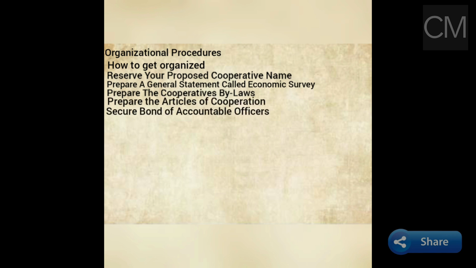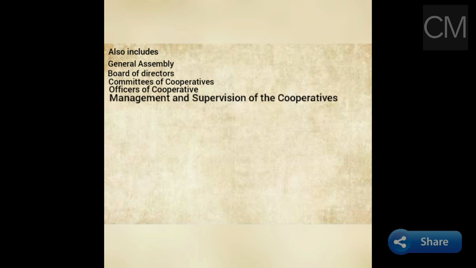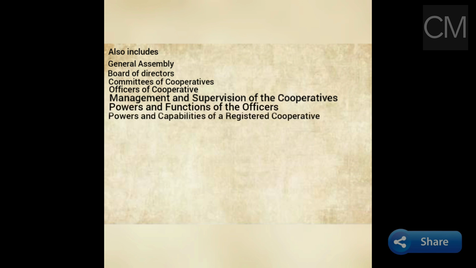Organizational procedures state how to get organized: reserve your proposed cooperative name, prepare a general statement called the economic survey, prepare the cooperative's bylaws, prepare the articles of cooperation, secure bond of accountable officers, execute treasurer's affidavit, register your cooperative with the Cooperative Development Authority. This unit also explains General Assembly, Board of Directors, Committees of Cooperative, Officers of Cooperative, Management and Supervision of the Cooperative, Powers and Functions of the Officers, Powers and Capabilities of registered cooperatives, Responsibilities, Rights, and Privileges of a cooperative under Republic Act number 9520.